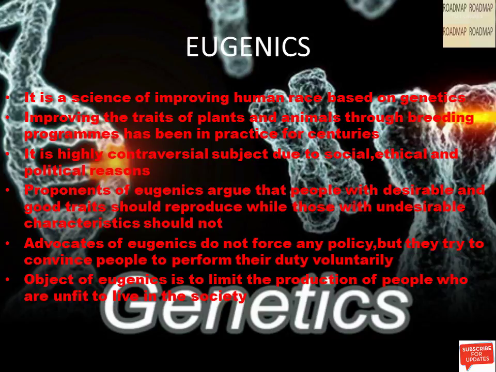The proponents of eugenics argue that people with desirable and good traits should reproduce, while those with undesirable characteristics should not. Advocates of eugenics do not force any policy, but they try to convince people to perform their duty voluntarily. Now, the object of eugenics is to limit the production of people who are unfit to live in society. So, this is about eugenics.